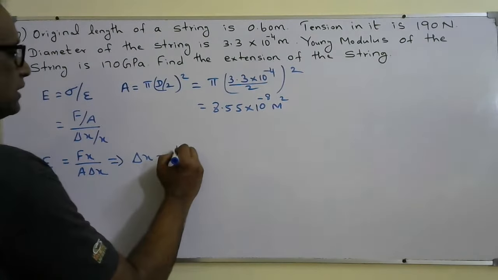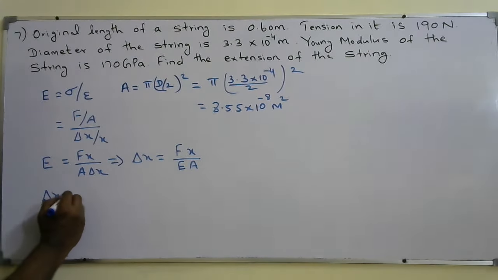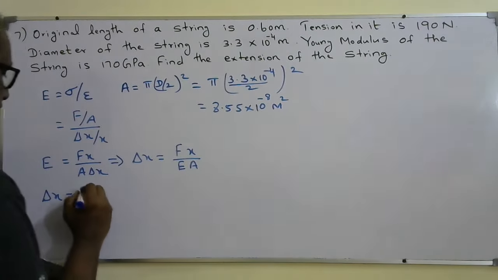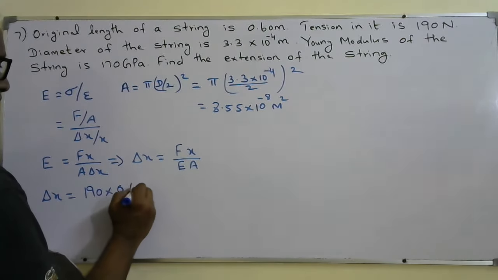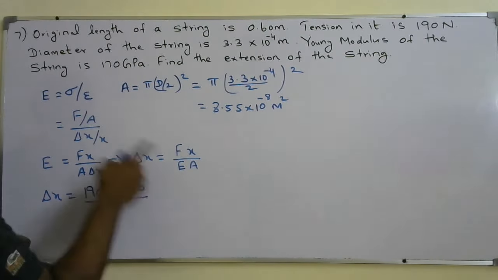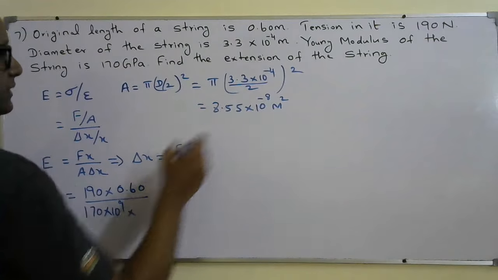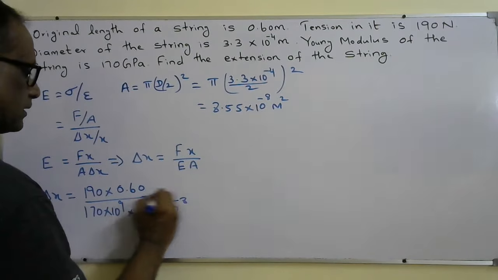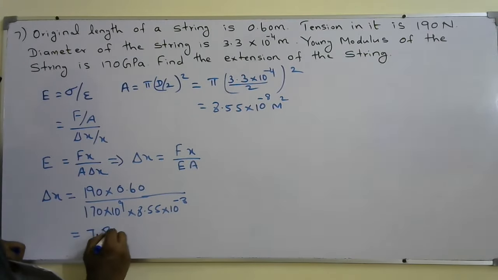Delta x is going to be force what is applied, force is 190 Newton. The initial length of the string is 0.60. The Young modulus is 170 giga, 10 to the power 9. And the area of cross section 8.55 times 10 to the power minus 8. So solve it, you will get the answer 7.84 times 10 to the power minus 3 meter.